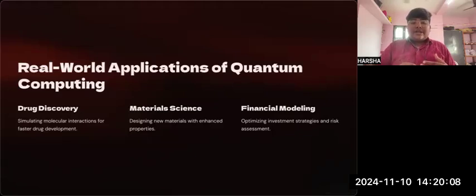And in cybersecurity, quantum computing could both break and strengthen encryption codes, which could be a big deal for online security. And in financial modeling, you can also predict the stock markets, and quantum computers can be used for prediction, right? So you can use that too.